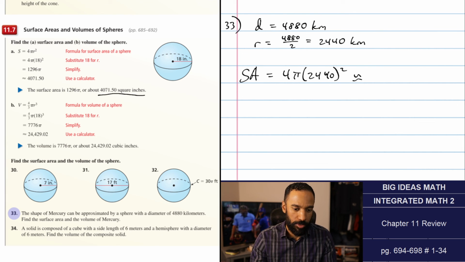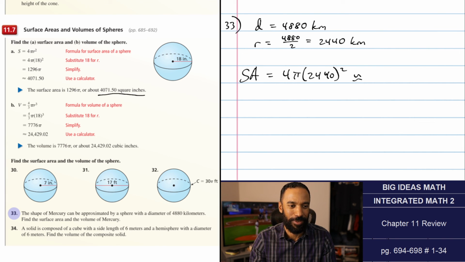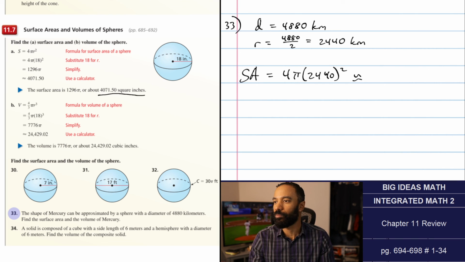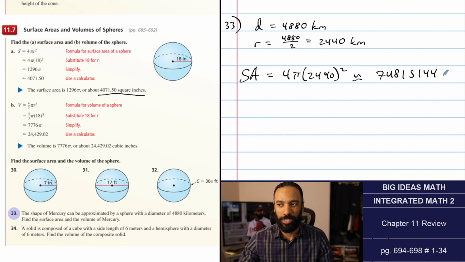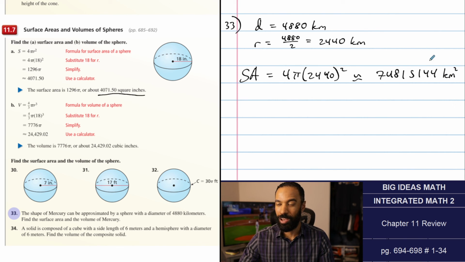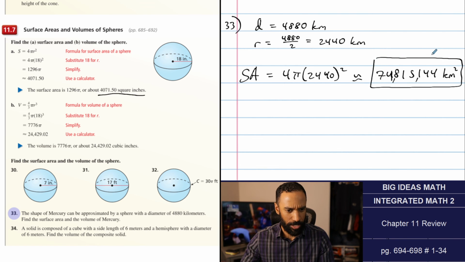So let me use my calculator, which I wouldn't know the answer by approximating. 2400 squared times 4 times pi. All right, big number. 748,15144. It has the 0.09. I'll be honest, I think normally with these kinds of problems, they really don't care about that extra 900ths of a square kilometer. This is 74.8 million square kilometers. So I'm just going to write it like that. They might have said to the nearest square kilometer.